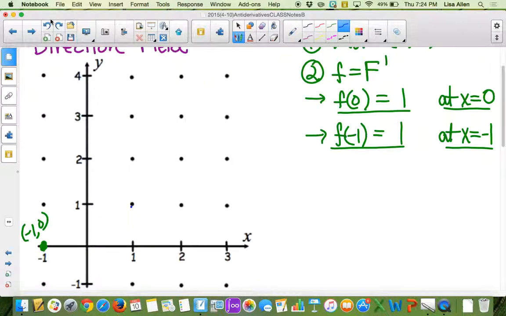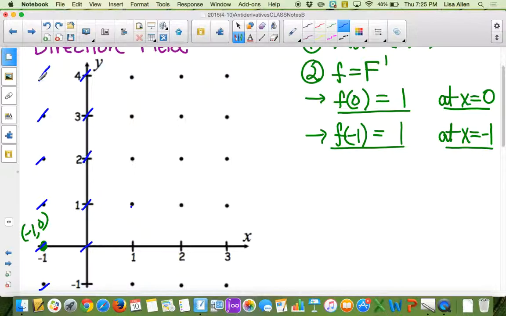So when x is 0, I'm going to go up the y-axis, and I'm going to say, okay, slope is 1. That's a slope of 1. That's about a slope of 1. It's really a game of estimates here because it doesn't have to be exact. Then at -1, I'm going to do the same thing. There's a slope of 1, a slope of 1, a slope of 1.